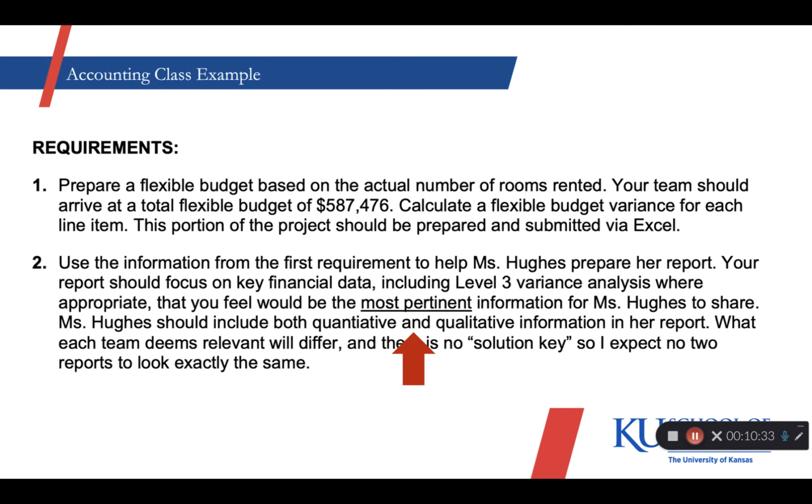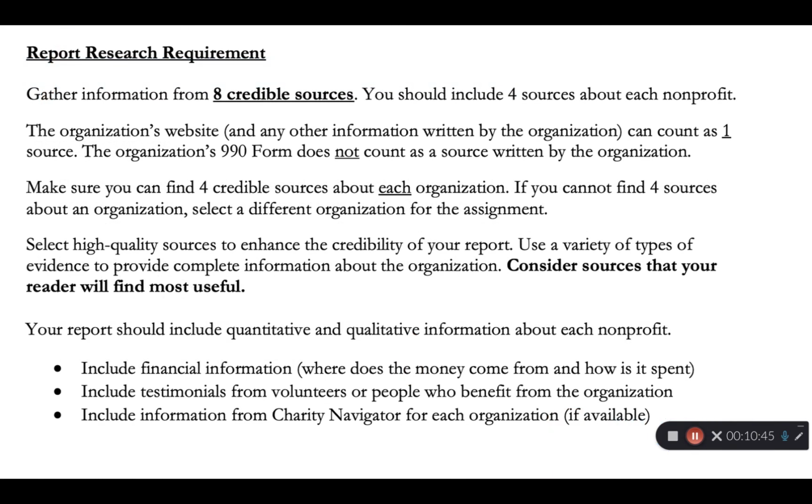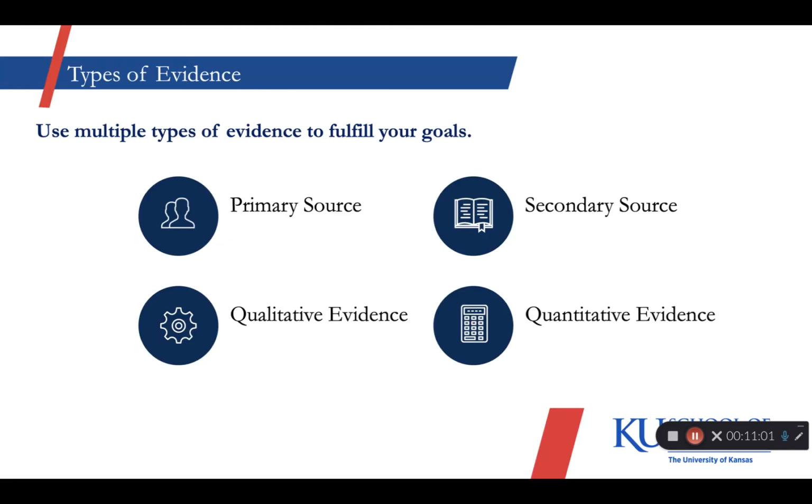You'll practice this skill of using multiple types of evidence in your business classes. This accounting class example requires students to use both quantitative and qualitative information in a financial report. In your Business 305 report, you'll use financial records, annual reports, testimonials, reviews, and news stories to demonstrate the strengths of a nonprofit organization. The Business 305 assignments are designed to let you practice finding and using primary and secondary sources and qualitative and quantitative evidence.